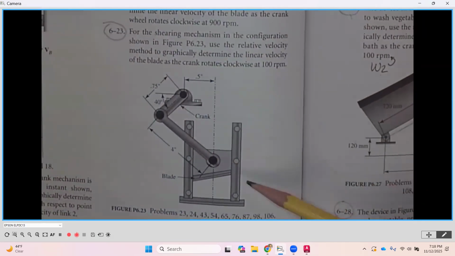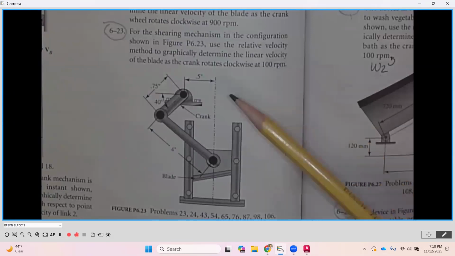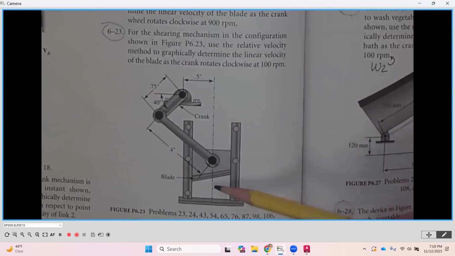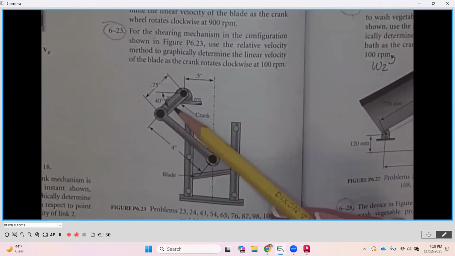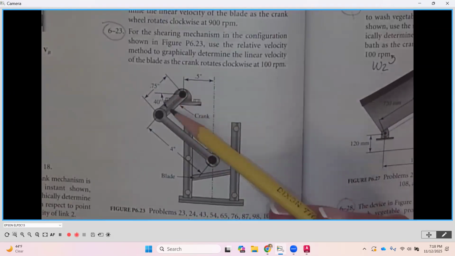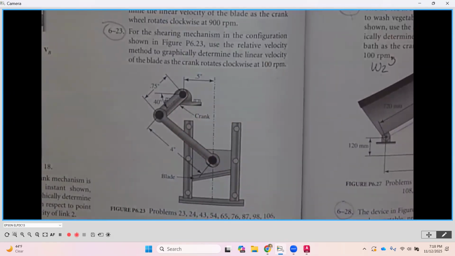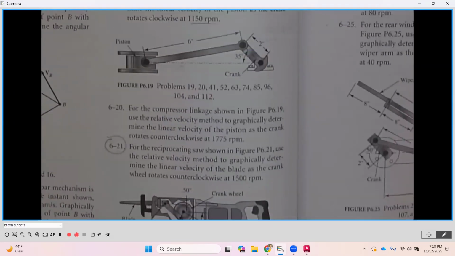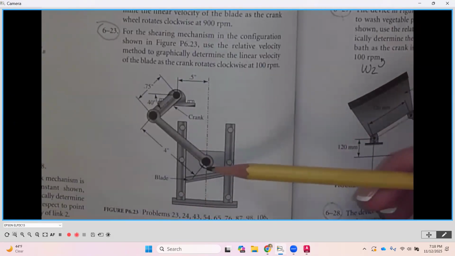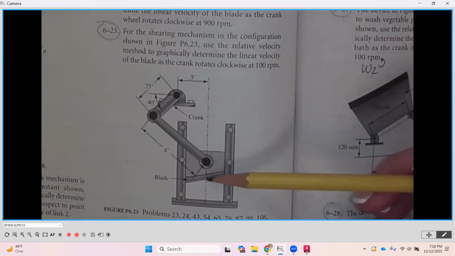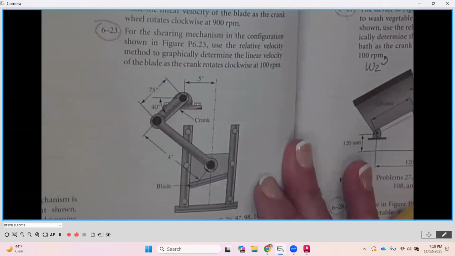623, we have a shearing mechanism here. We want to use the relative velocity method to graphically determine the linear velocity of the blade. So the blade in this case is a slider going up and down, as this rotates clockwise at 100 RPMs. Same problem as the last one. That's a slider crank, and as our example was a slider crank, it's the exact same process. So all you want to do is find out what is the VC. That's going vertical this time. So 2 slider cranks.